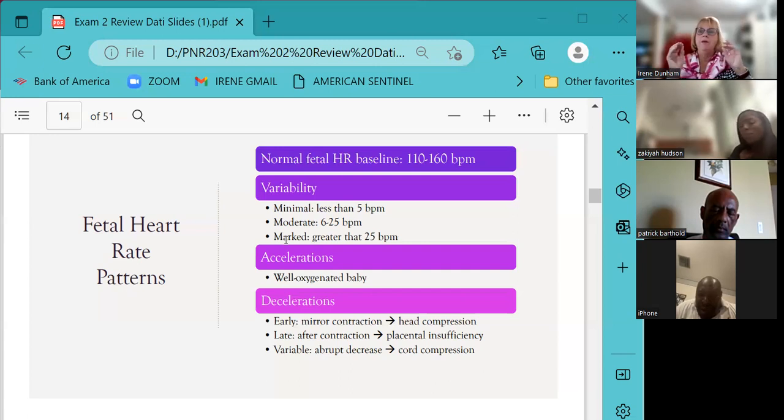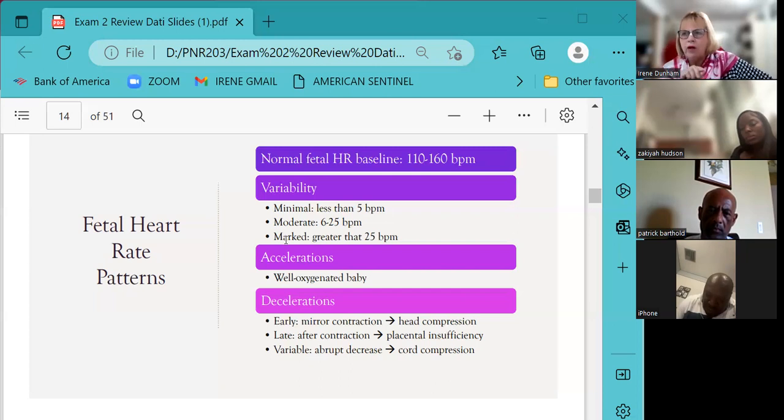When we talk about variability, it's like little squiggly lines on the monitor. It is actually the beat to beat of his little heart rate. So if from beat to beat he has 5 beats or less, that's not good. That's called minimal. He's just barely hanging in there. We don't want that. I want to have moderate, where I have some 6 to 25 beats per minute. Again, it's beat to beat, so it'll be those little squiggly lines.